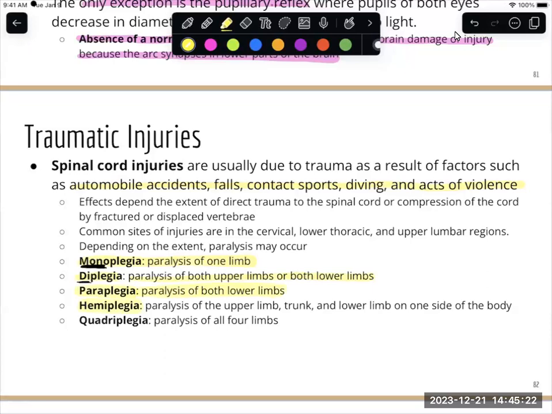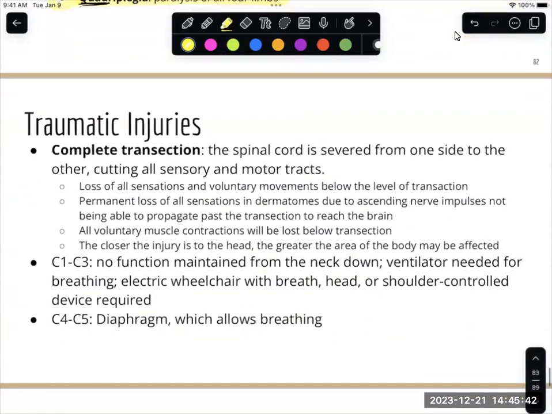Hemi means it is arm and leg and that trunk on that one side of the body. Quadriplegia means all four. Test question. One of those, knowing what those all mean. So what happens if there is a complete transection of the spinal cord? Transection means that all sensory and motor below that spot is no longer working. Nothing works below that transection level.